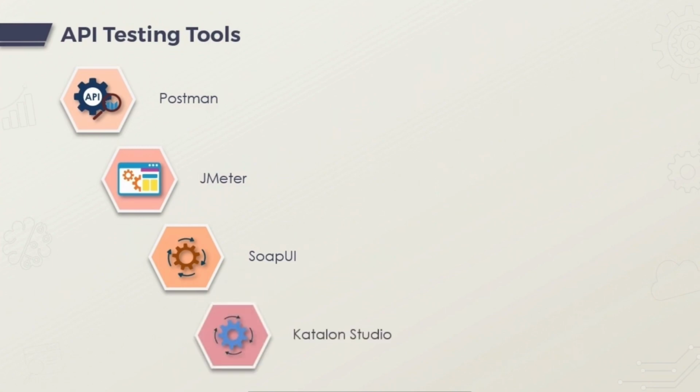Finally, we have Katalon Studio, an automation testing tool for web, API, and mobile. Unlike other testing tools like Selenium and Ranorex, it doesn't need additional integrations to test APIs. And with Katalon, we can test all types of REST and SOAP requests.